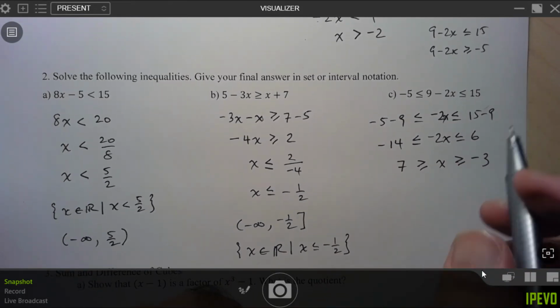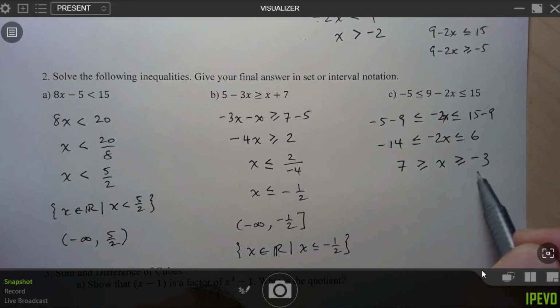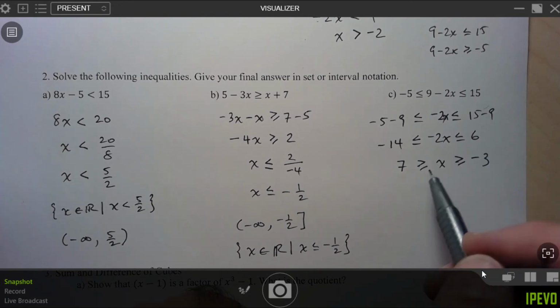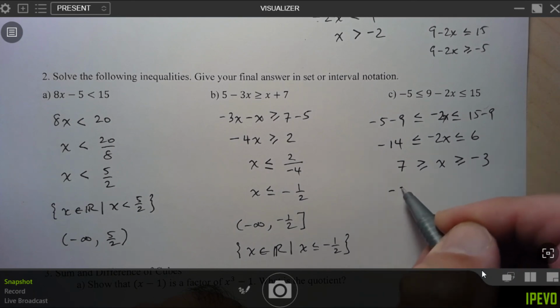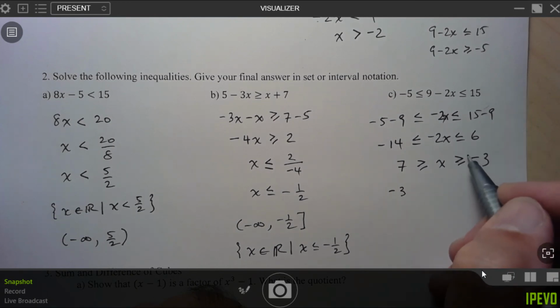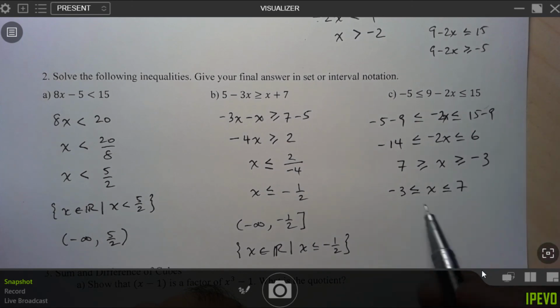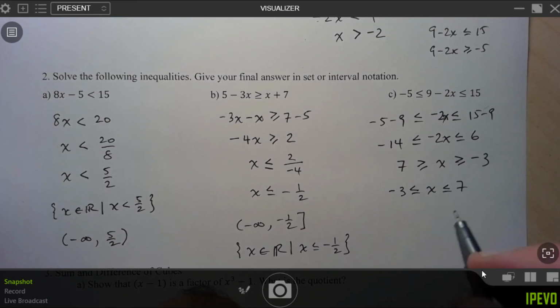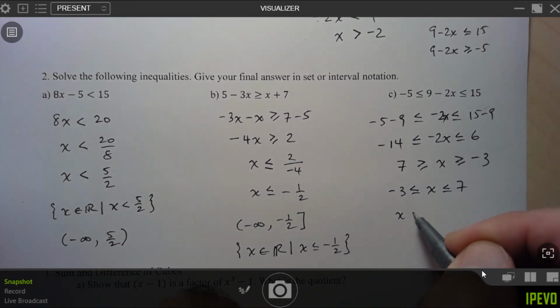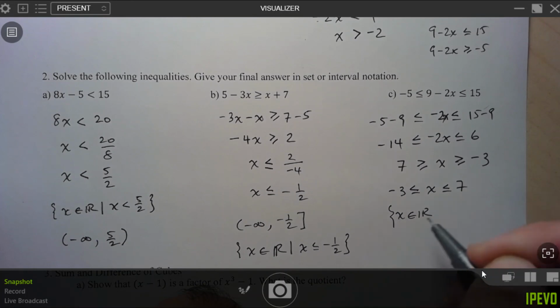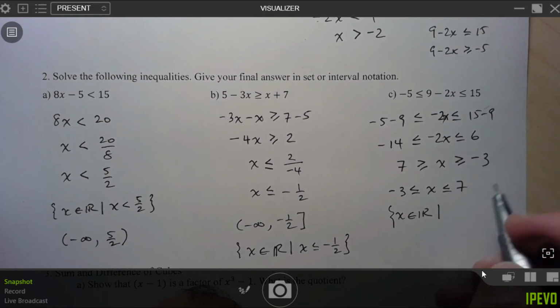Okay. So while this is not an incorrect way of writing it, usually we like the whole left to right thing. So I'm just going to rewrite this now as negative 3. Of course, now that's going to be less than or equal to x, and that's going to be less than or equal to 7. This is the preferred way of writing it out. And of course, if I want to now write it in set notation, x is an element of R such that negative 3 is less than or equal to x is less than or equal to 7.